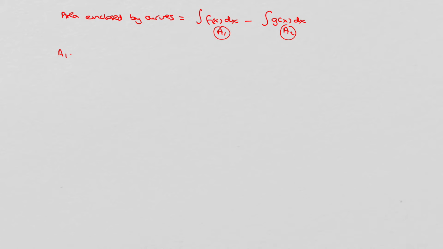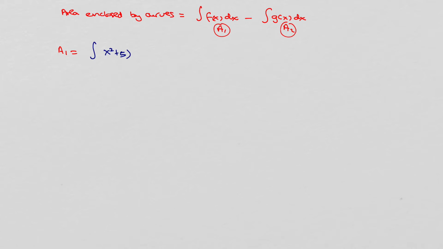So area 1 is basically equal to the integral of x squared plus 5 dx. My upper limit is 4 and my lower limit is minus 4. So in other words, I'm getting this part of the curve. So that would be all of that. So if I integrate x squared with respect to x, I add 1 to the power and divide by the new power. Integrate 5 and I get 5x. Sub in my 4 and my minus 4.